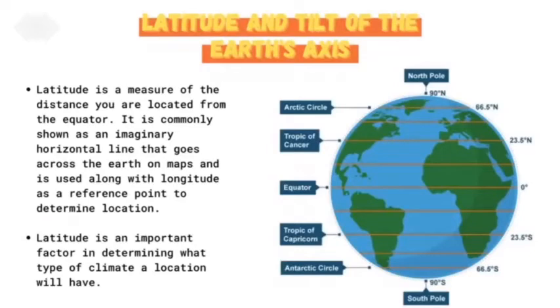Latitude and tilt of the Earth's axis. Latitude is a measure of the distance you are located from the equator. It is commonly shown as an imaginary horizontal line that goes across the Earth on maps and is used along with longitude as a reference point to determine location.